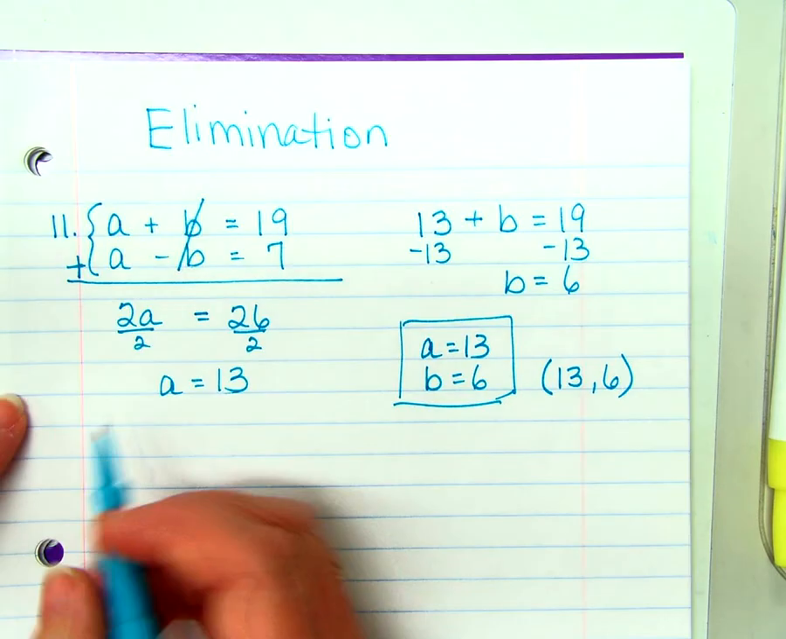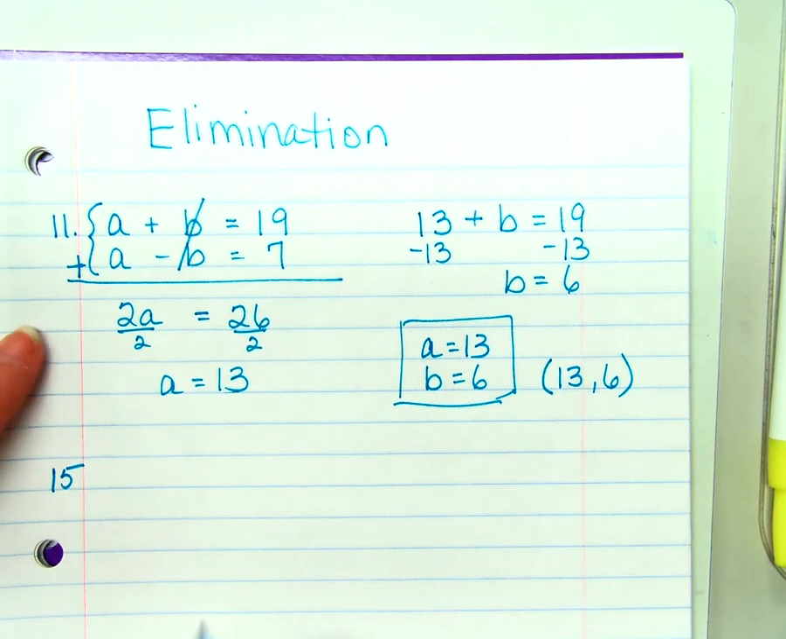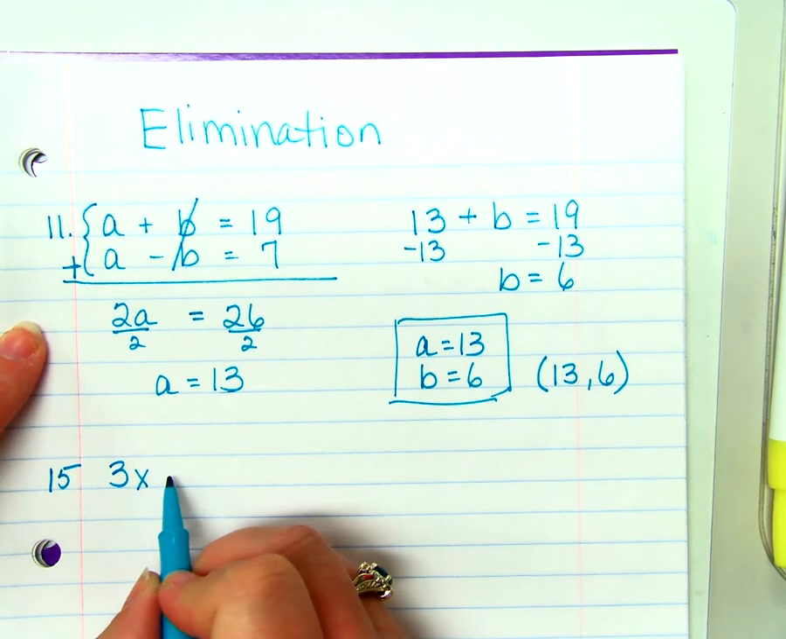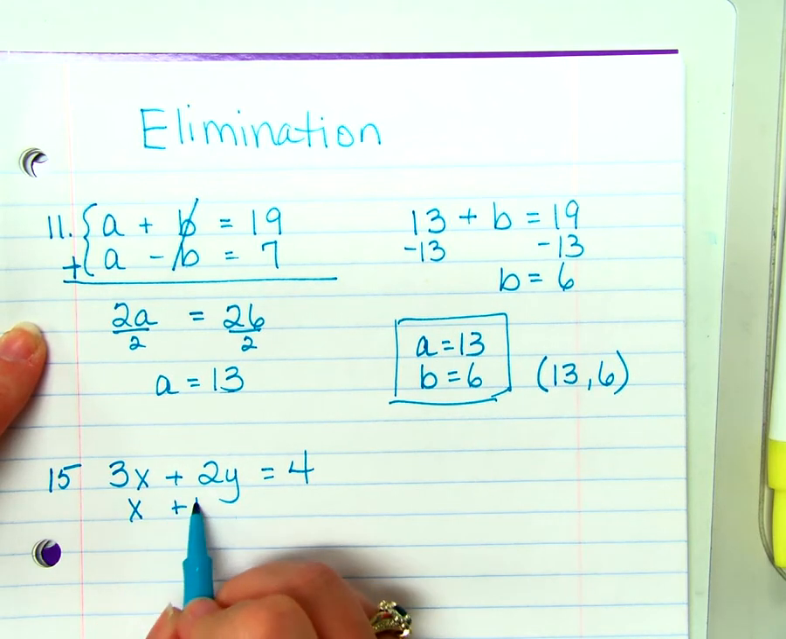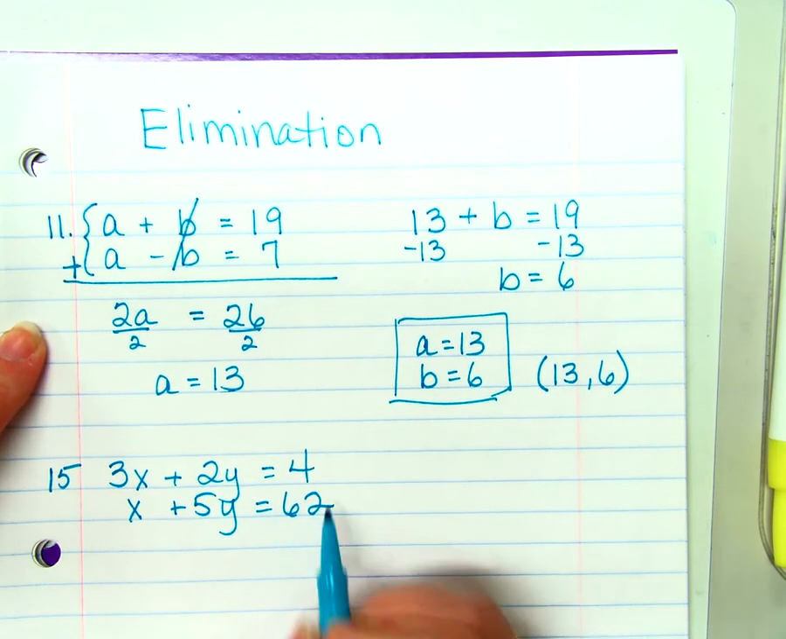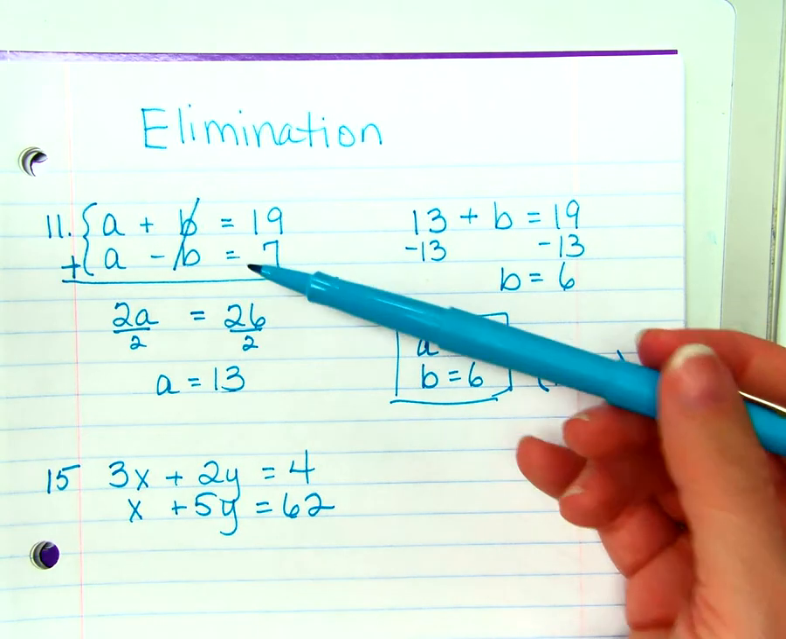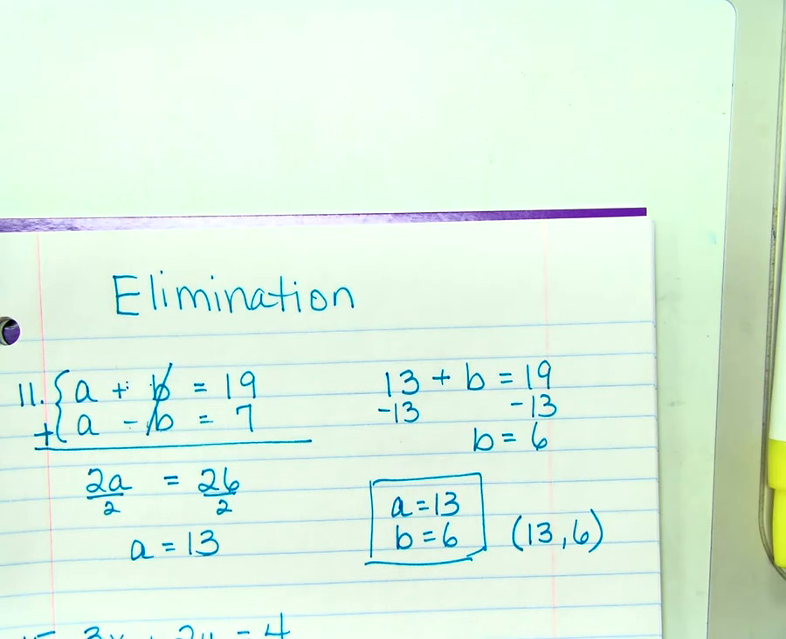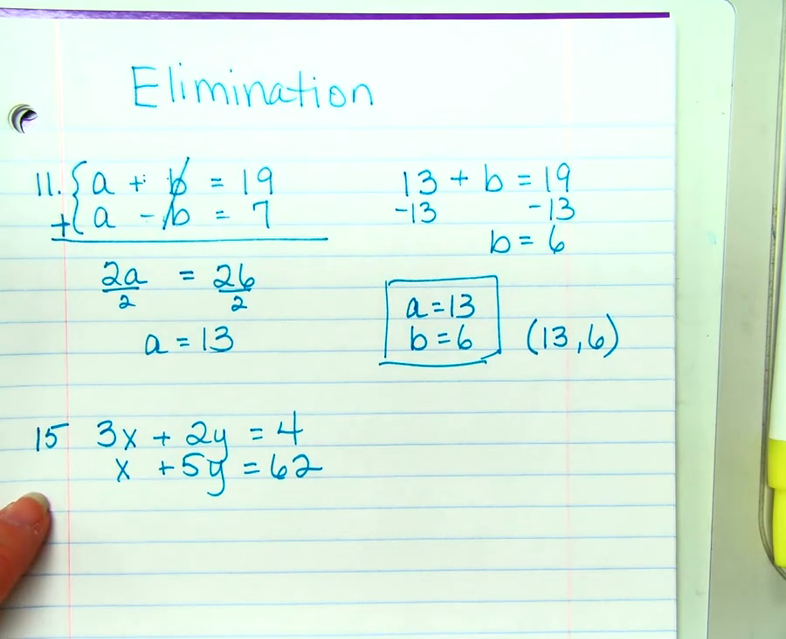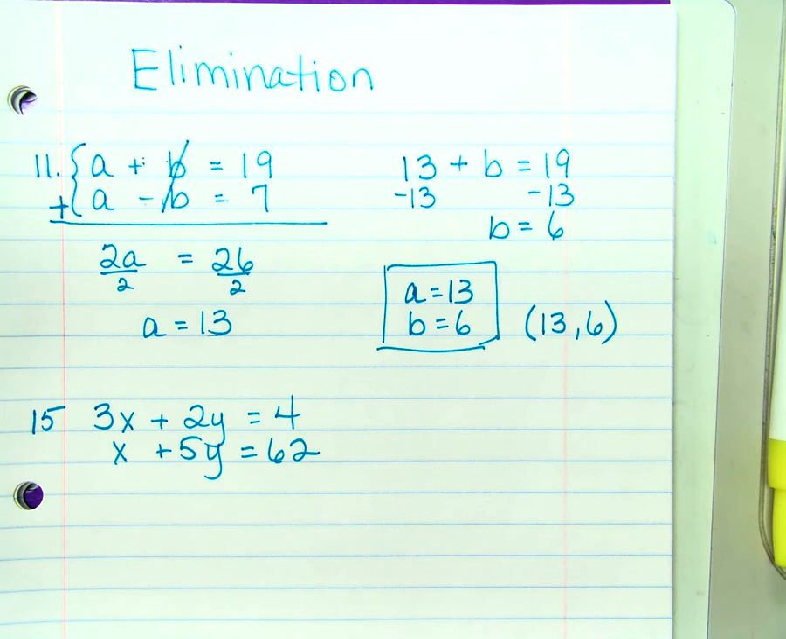Well, there are some other problems that might show up, like problem 15. In problem 15, I have 3x plus 2y equals 4, and then I have x plus 5y equals 62. Now, in order for them to eliminate, they need to be opposite signs but have the same coefficient in front of the variable. In this problem, do you see something that has opposite signs but the same coefficient? There's not one, right? We have a positive 3 and a positive 1, and then we have a positive 2 and a positive 5. Neither one of those will eliminate right away.